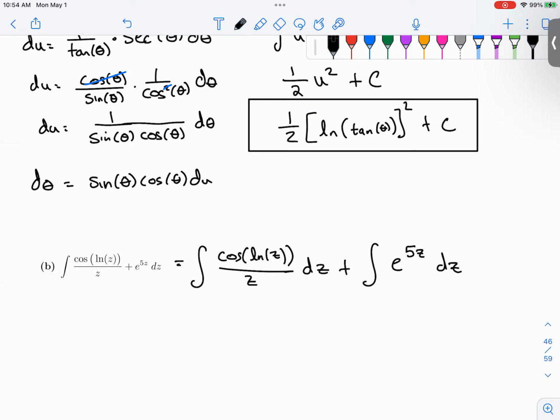I'm doing that because whenever you see multiple terms, it's probably a good idea to separate it and look at each piece separately. If that doesn't work, then try again with combining them. So look at it different ways. If when you separate it, it doesn't work out, then try combining it. But 9 times out of 10, you should separate it first.